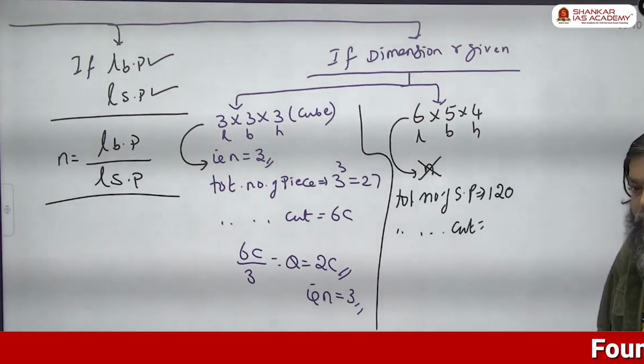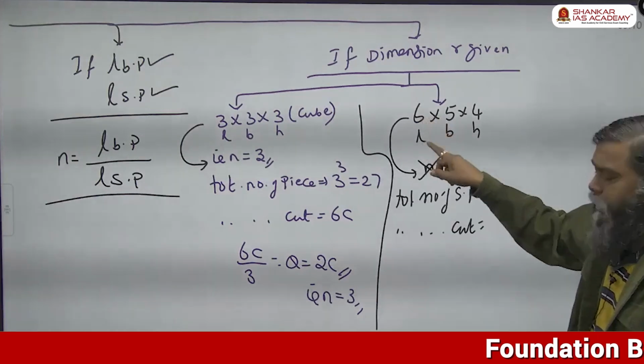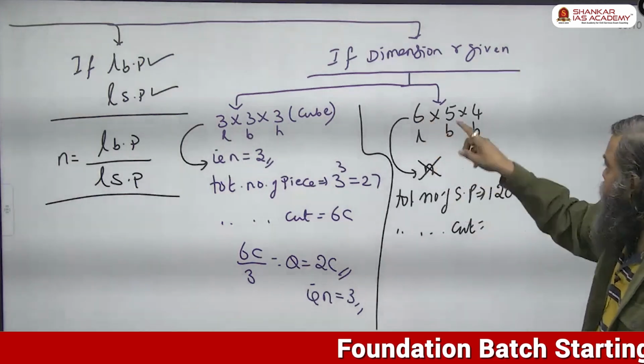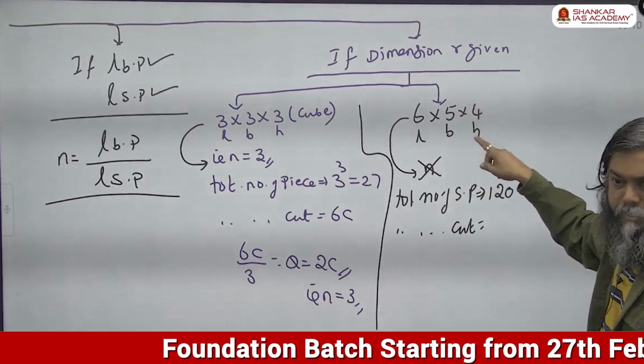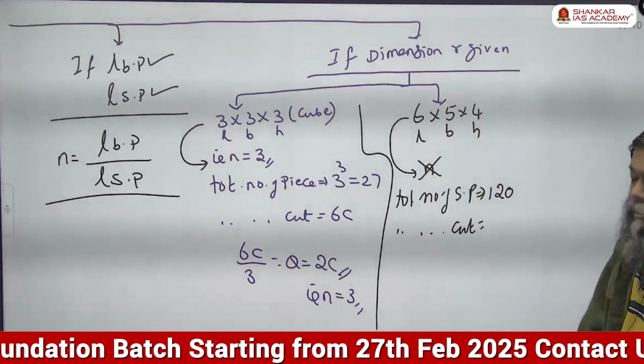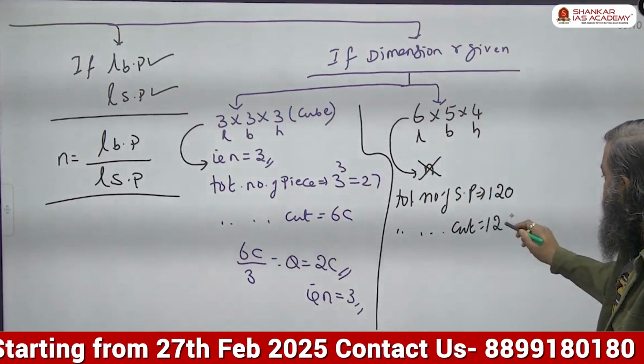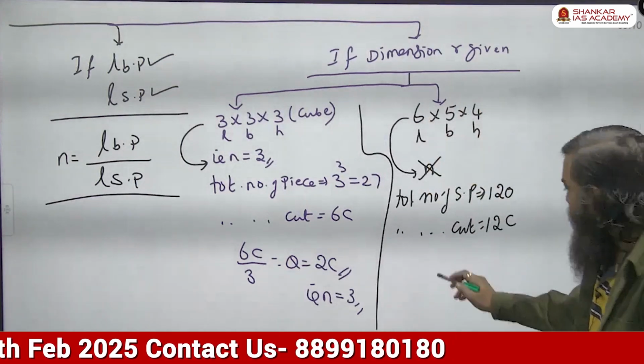What's the number of cuts? 6 pieces means how many cuts? 5 cuts. 5 pieces means 4 cuts. Add all this. Anji? 12 cuts. 12 divided by 3.